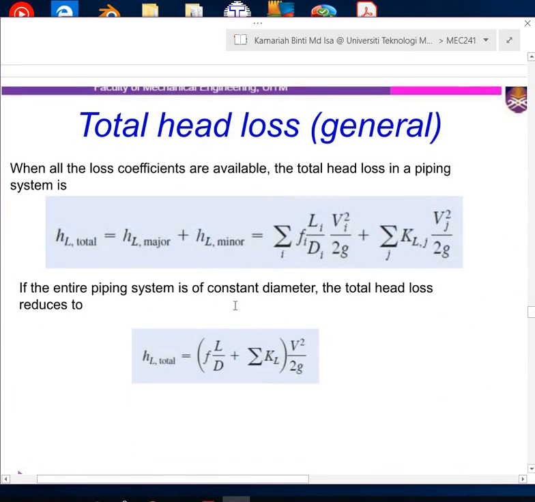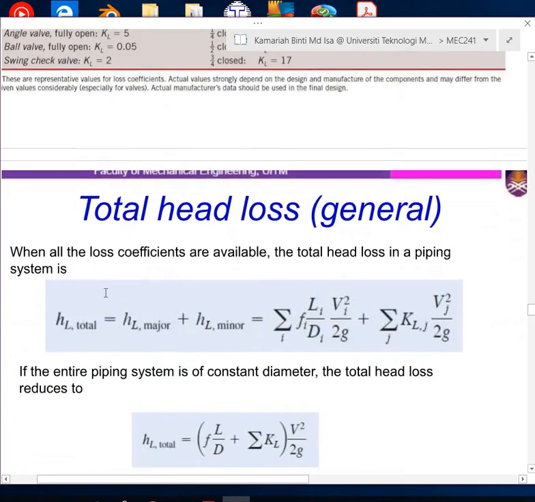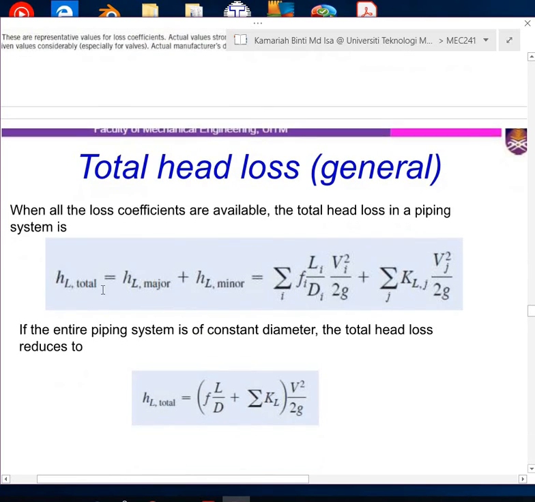Basically we have learned the equation that we need for major loss. When we want to find the total loss, we can just add all of the losses. If it is a one pipe system, you can just add one head loss value. If it is a two pipe system, you add head loss 1 major plus head loss 2 major plus head loss minor.